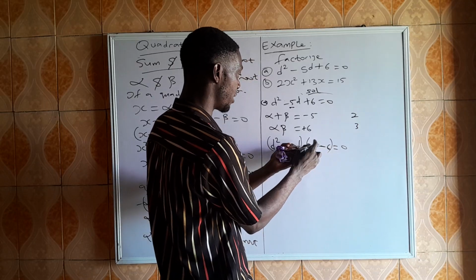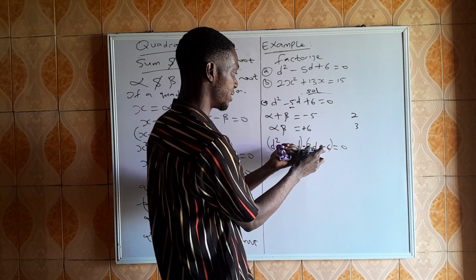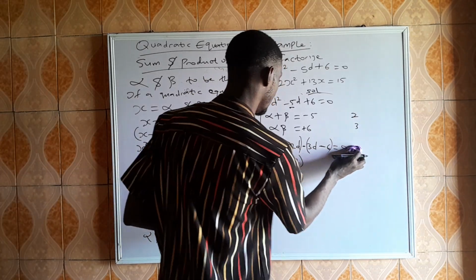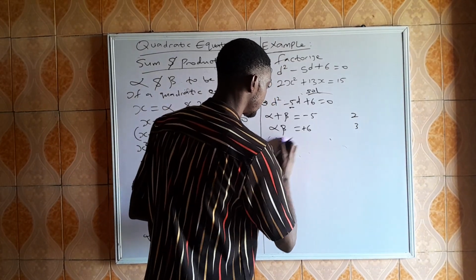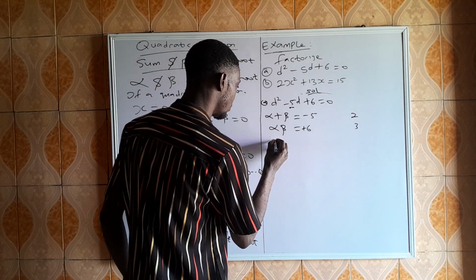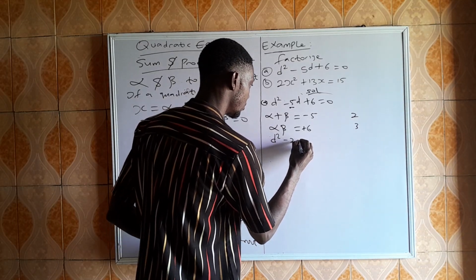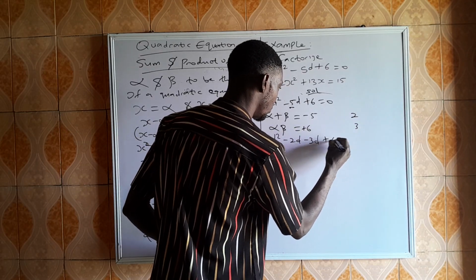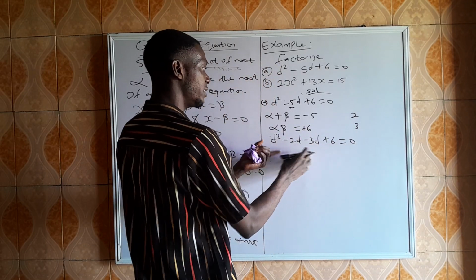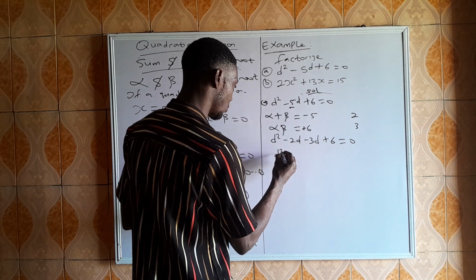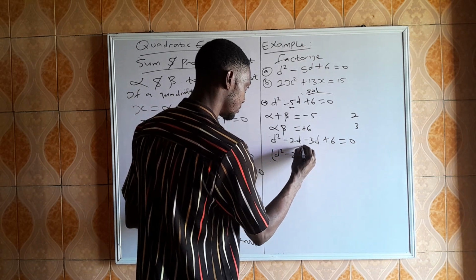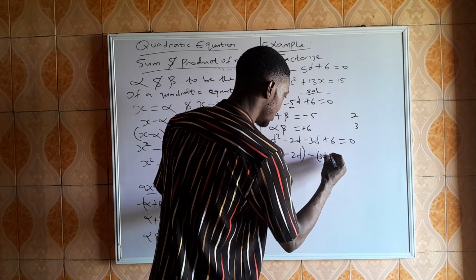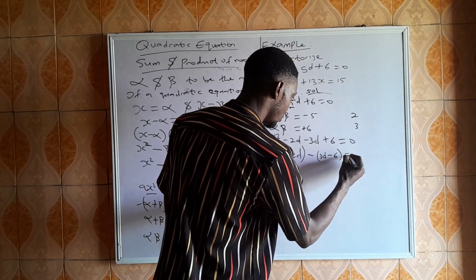Sorry, let me do something here. Let's see the same thing. So you have d squared minus 2d minus 3d plus 6 equals 0. Now we can bring these two expressions together: d squared minus 2d, then minus 3d minus 6 equal to 0.